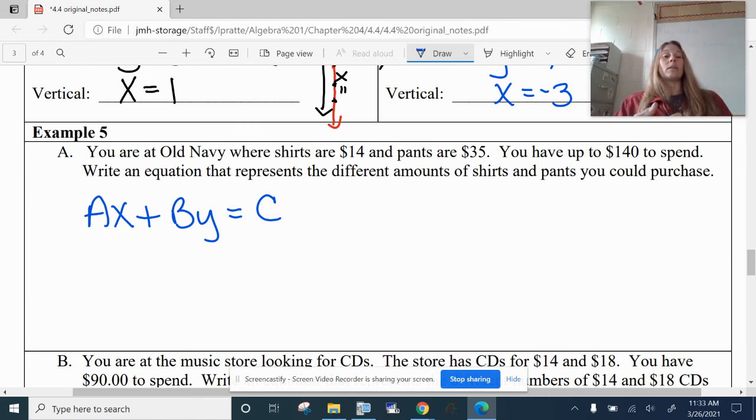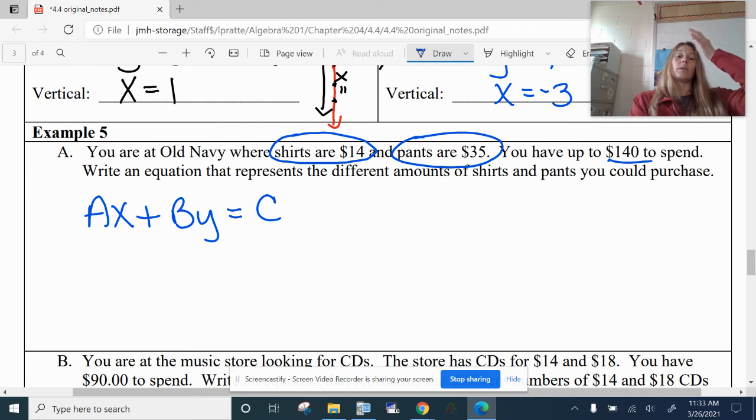So in this example, if you go to Old Navy, let's say, and you're going to buy some shirts and some pants, but all the shirts are one price and all the pants are another price, and you have a set amount to spend, or you know the total or something like that, then you're going to be using the standard form.